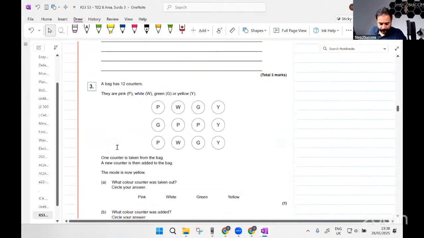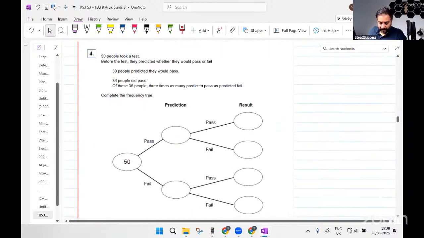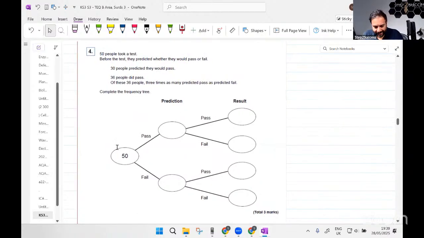Oh God, it looks exactly the same. No, it's very similar, but it's not. 50 people took a test before. 30 people predicted they would pass, which means 20 people predicted they would fail. Is it 36 people did pass? Oh God, now what?